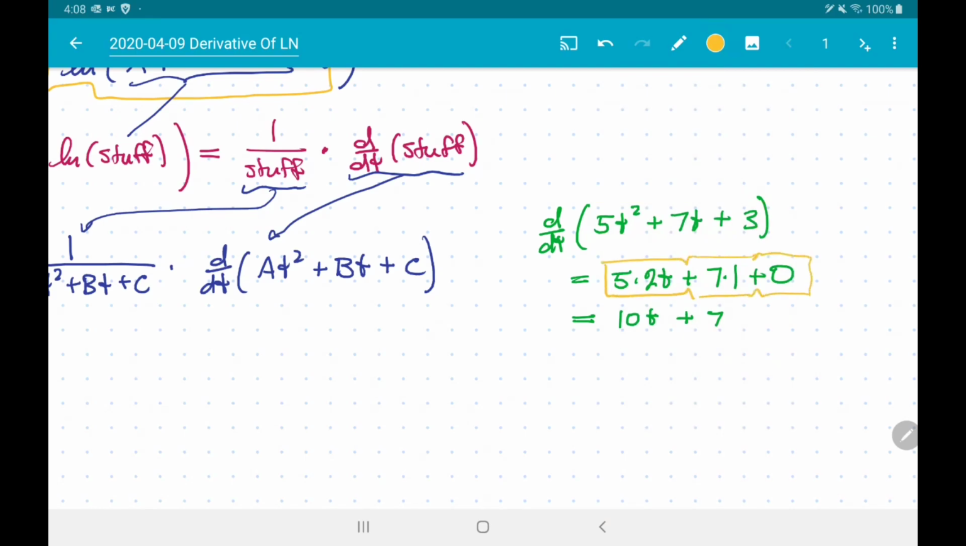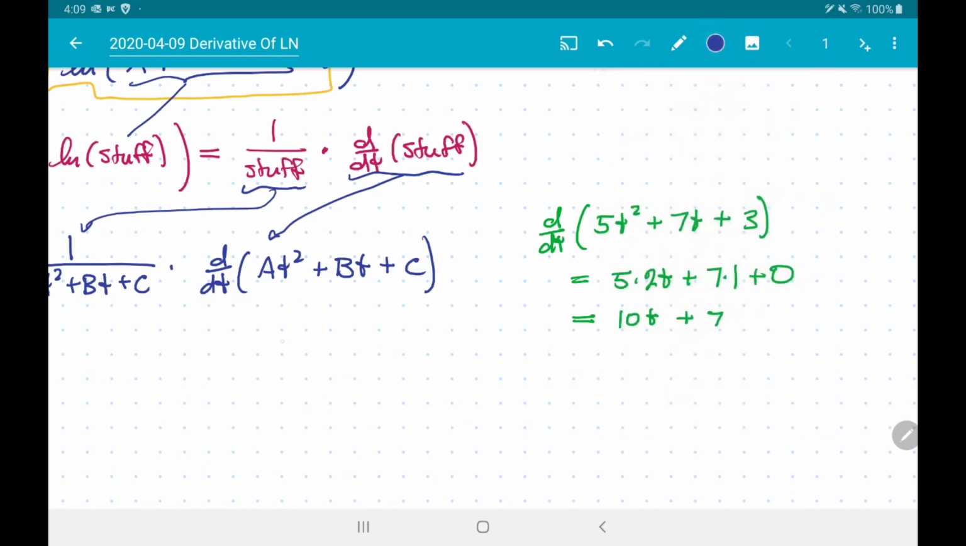For the plus 3, since 3 is a constant, its derivative is 0. For the derivative of 7t, we keep multiplication by 7. So 7 is a constant, but it multiplies the t. We keep 7 times in the derivative. And then for 5t squared, we keep the multiplication by 5 and apply the power rule to t squared to get 2t.